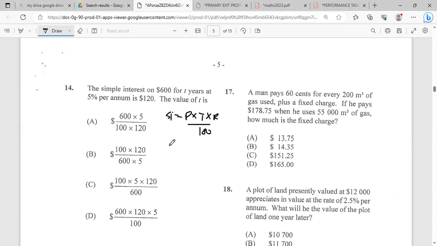So let's put things in perspective. The principal is $600. We don't know what T is, but we know the rate is 5%, and that must go over 100, right? But we know the value of the simple interest is 120. So what we do, we transpose, so it's going to be 120. Whatever is dividing is going to multiply. So multiply by 100, and then we divide by 600 times 5. So our answer would be B.